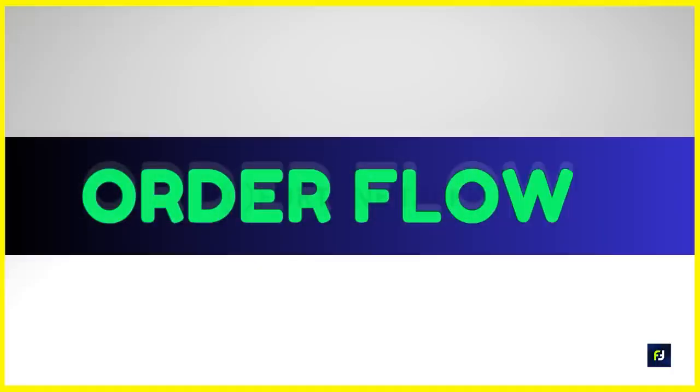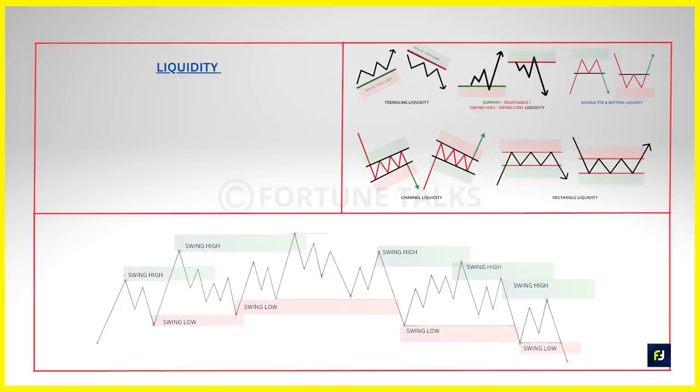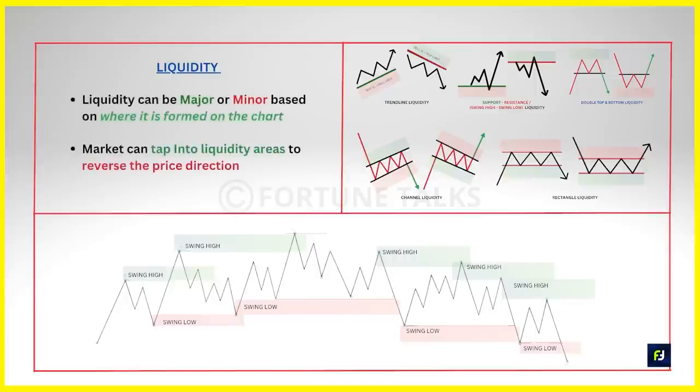We will begin with the order flow. I have told you in the liquidity videos that the market moves from one area of liquidity to the other. This can either be internal or minor liquidity, or external or major liquidity. The market can tap into either of these liquidity areas or zones and then reverse the price direction after sweeping the retailer orders.